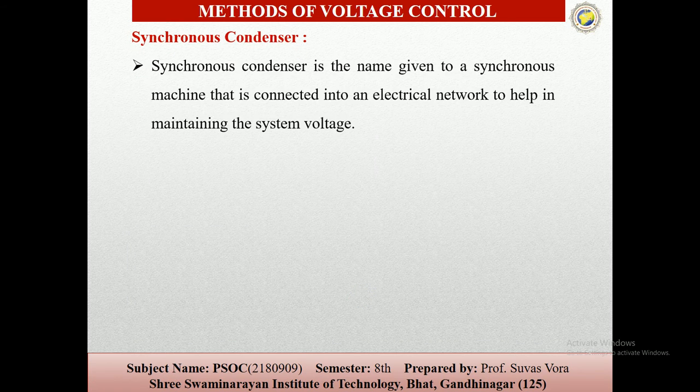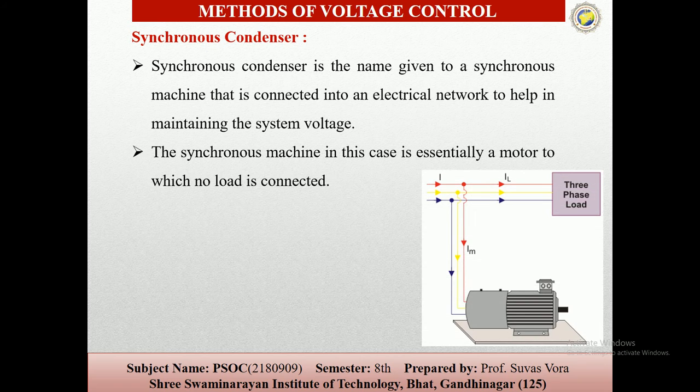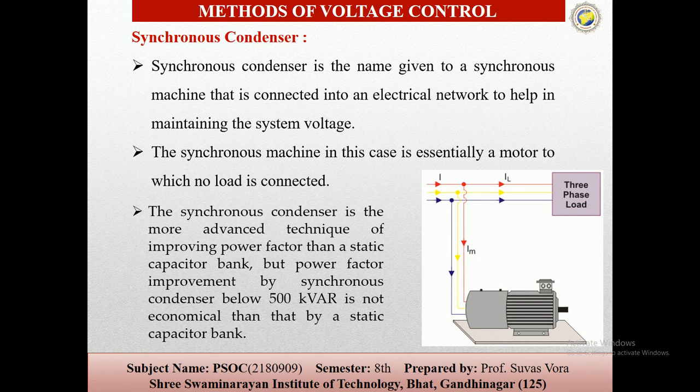Then after, we can see the synchronous condenser. The synchronous condenser, as its name says, is a synchronous machine that is connected into the electrical network to help in maintaining the system voltage. The synchronous machine in this case is essentially a motor to which no load is connected. You can see here the synchronous machine. The synchronous condenser is a more advantageous technique of improving the power factor than the static capacitor bank, since the power factor is improved by the synchronous condenser.